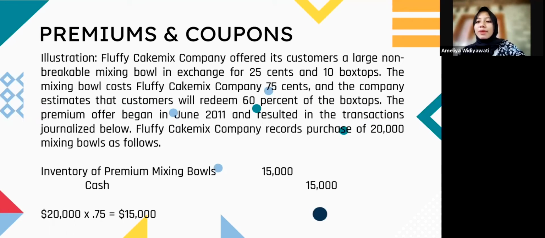Fluffy Cake Mix Company records purchase of 20,000 mixing bowls as follows. The journal is inventory of premium mixing bowls, amount of 15,000 in debit, and cash in credit 15,000. The number is obtained from 20,000 times 0.75 is 15,000.